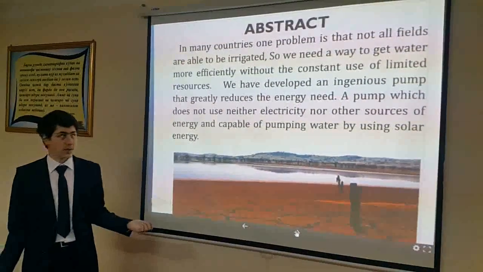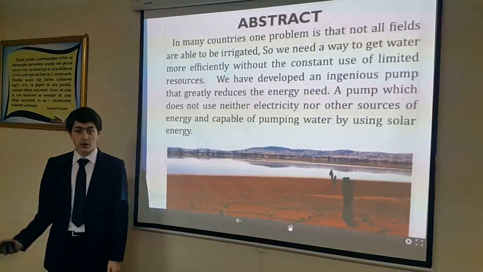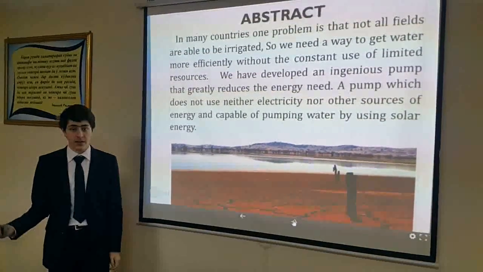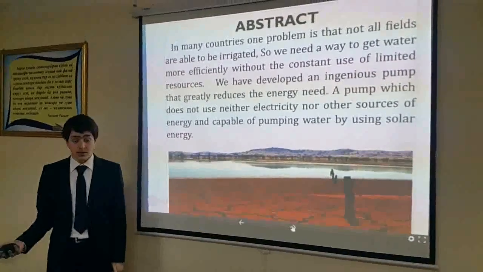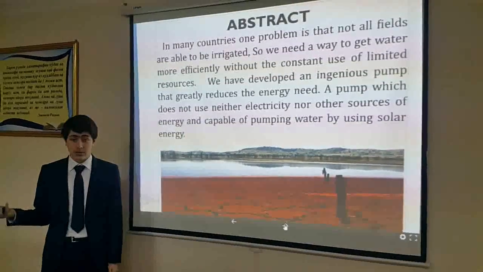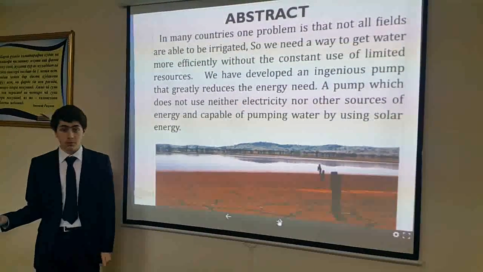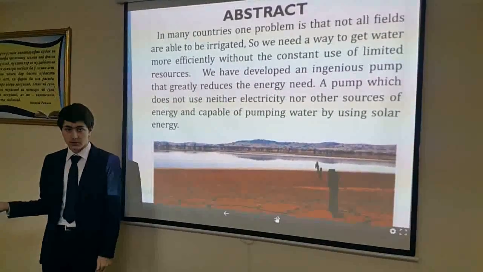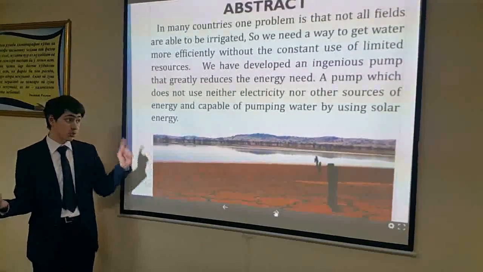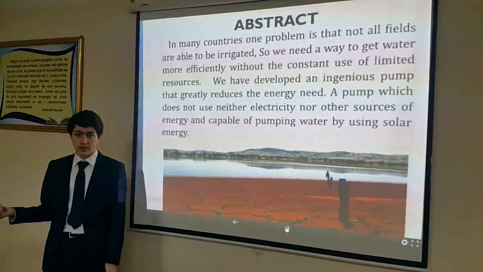In many countries, one of the biggest problems is that not all fields are able to be irrigated. So to combat this problem, we have developed an ingenious pump that uses the principle of air pressure, since matter flows to the area of the lowest air pressure. We shall be creating a chamber of low air pressure that shall pull matter towards itself, and in our case, water. But we also have to think about the sources of energy.